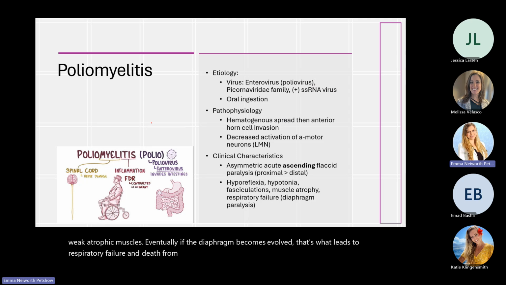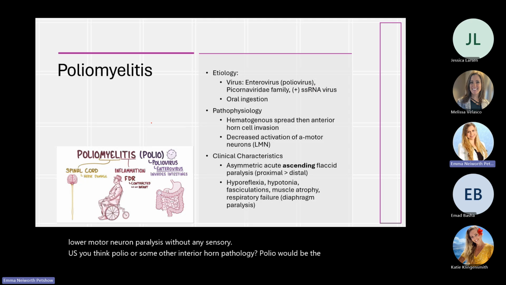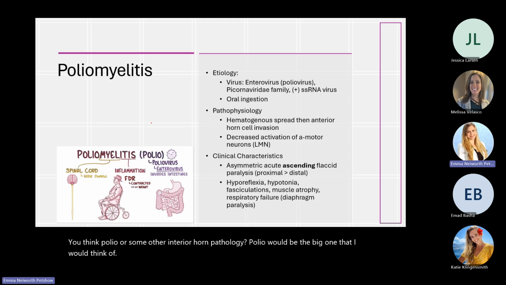Typically, if you see an asymmetric lower motor neuron paralysis without any sensory loss, you think polio or some other anterior horn pathology. But polio would be the big one that I would think of.